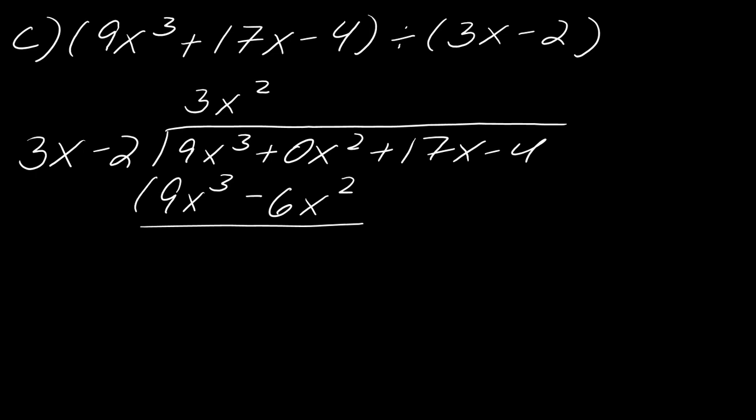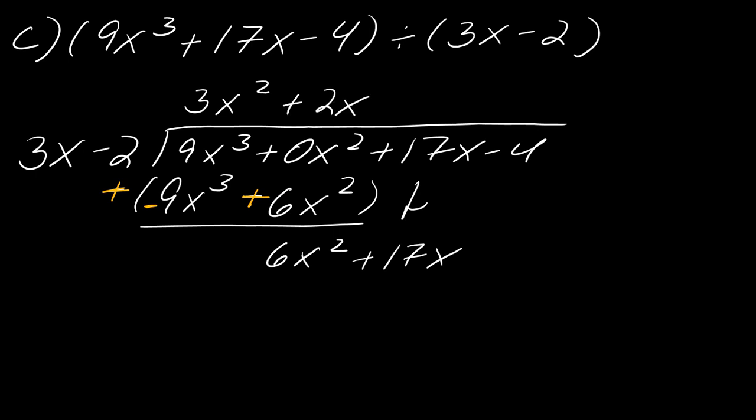Okay, so let's subtract that all off. So this becomes a minus. This becomes a plus. So I'm left with 6x squared. Let's bring that 17x down. 3x goes into 6x squared 2x times, or I need to multiply by 2x. So this will be 6x squared minus 4x.